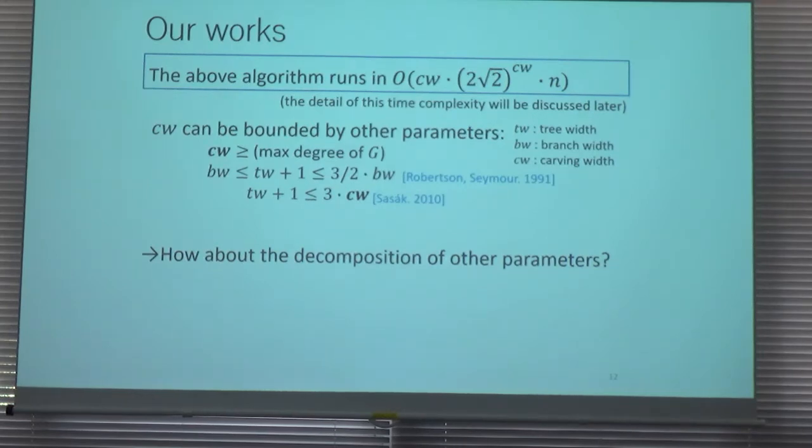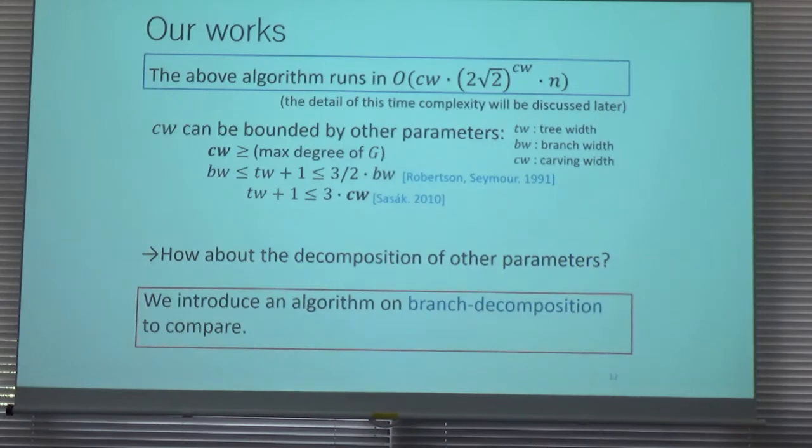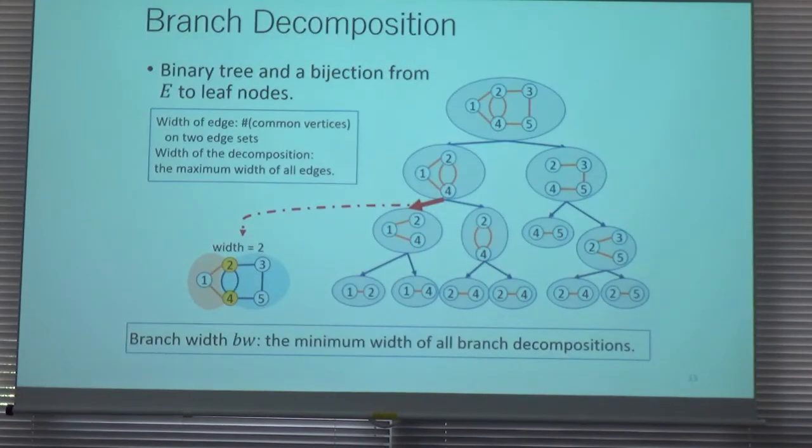In order to answer this question, we introduce the branch decomposition version of the algorithm to compare it. Branch width is similar to carving width, but the difference is that we have a bijection between the edges and the leaf nodes of the tree. In the branch decomposition, the width parameter is equal to the number of common vertices between two edge sets, and the width of the branch decomposition is defined similarly.